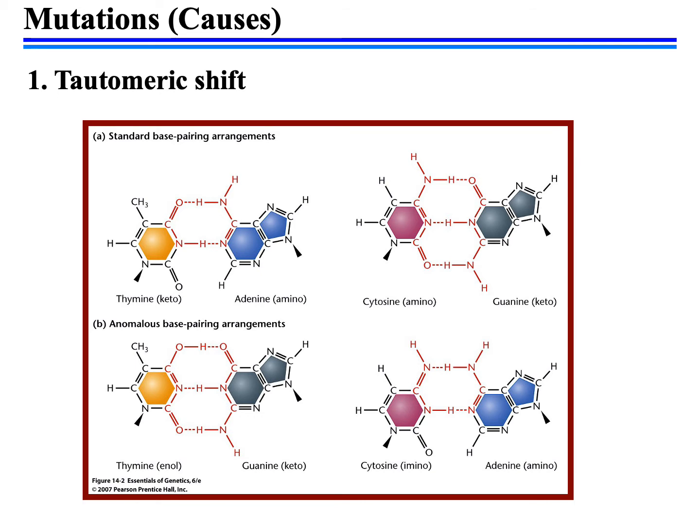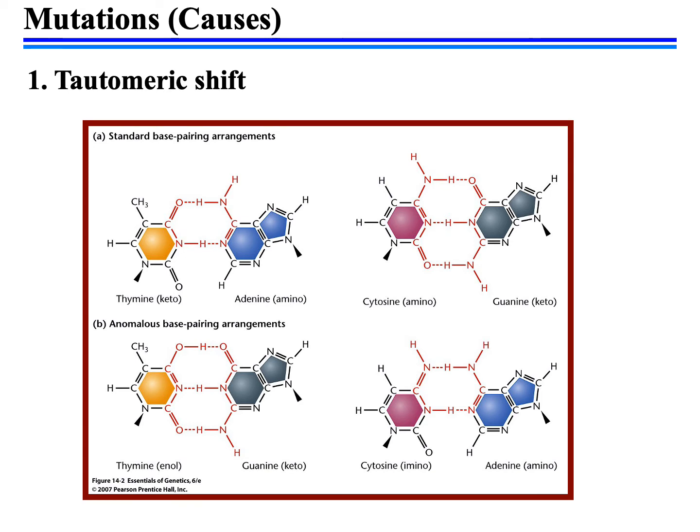If the template sequence has a T, then the newly synthesized DNA should get an A as the complementary sequence. However, if that T has undergone a tautomeric shift, now the replication machinery allows for the base pairing of T and G, and now we've inserted an incorrect nucleotide during the replication process. And this is how a base substitution can occur, specifically in this category of a tautomeric shift.